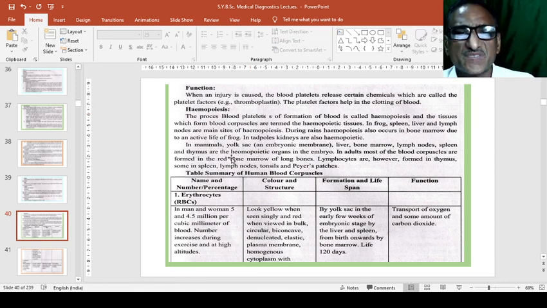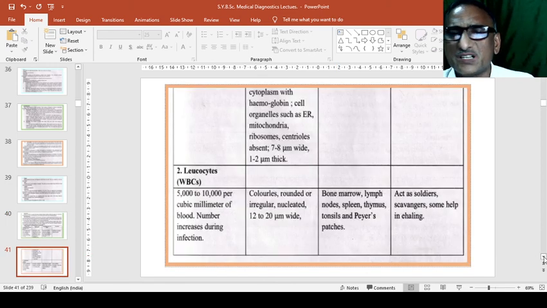clotting of the blood. Then hemopoiesis. Hemopoiesis is the process of formation of blood cells, and the tissues which form blood corpuscles are termed hemopoietic tissues. The RBCs in man and woman number about 5 to 4.5 million. They look yellow, and appear red in color when seen in a mass. Their lifespan is 120 days, and they perform the function of transport of O2 and CO2, which we have already studied.